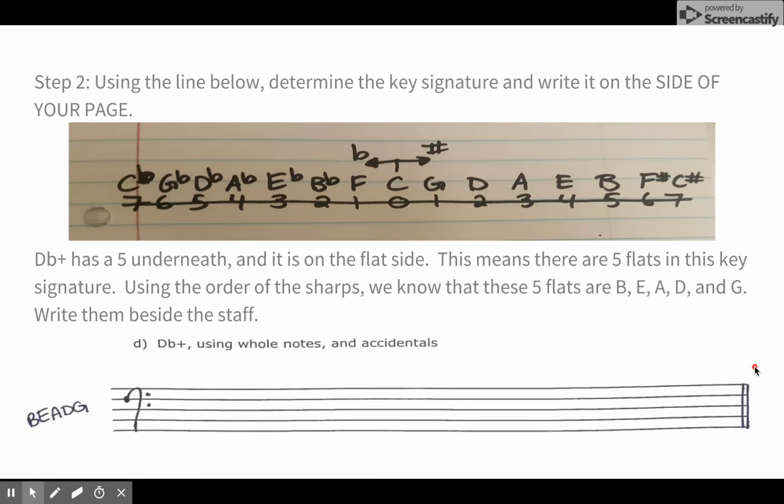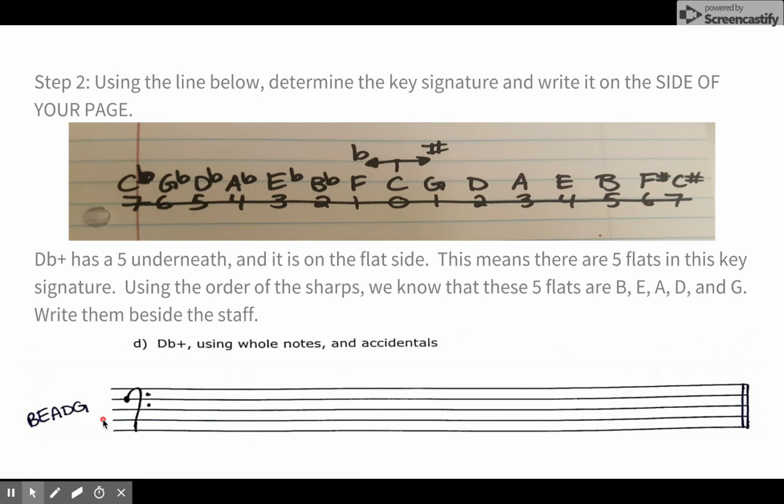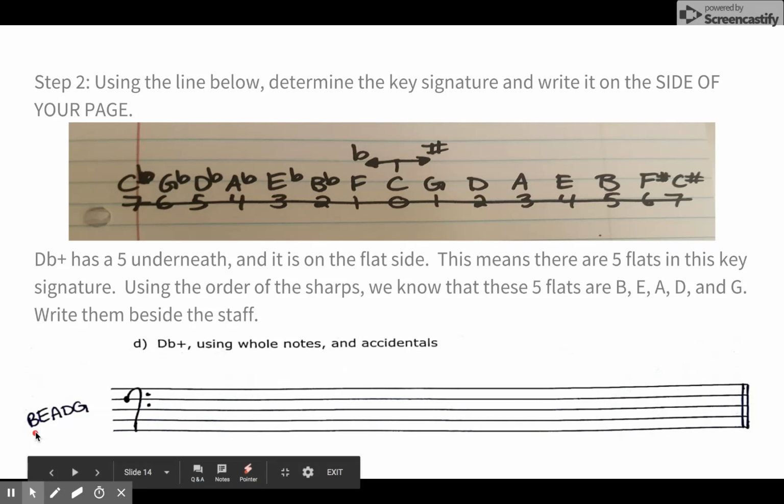So now I'm going to write them on the scale, or sorry, not on the scale. You're actually going to write them beside the scale this time, beside the staff. Writing them beside the staff is just a way to remember which 5 flats or sharps, whatever the key is, that you're working with. So in this case, I'm going to write B, E, A, D, G on the side just to help me remember.